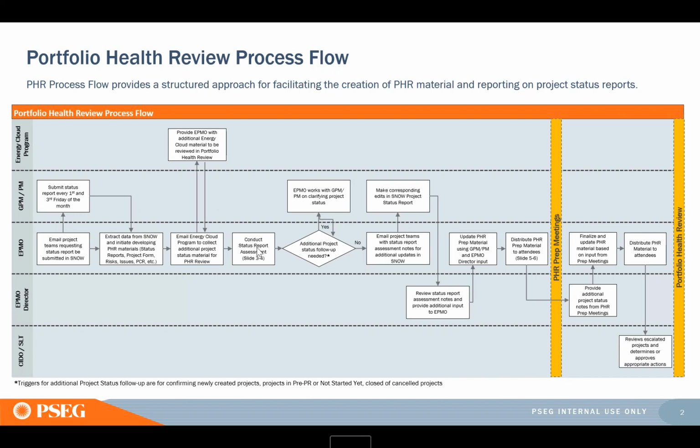There's a status report assessment that's done. For any additional follow-up needed, the PMO will reach out and work with you to get those updates made. And then we'll email the project teams the status assessment notes. You can make edits in ServiceNow to your project status report if they notice a gap in information or something missing or something that's not clear. They'll send you those comments and you can make your updates in ServiceNow.